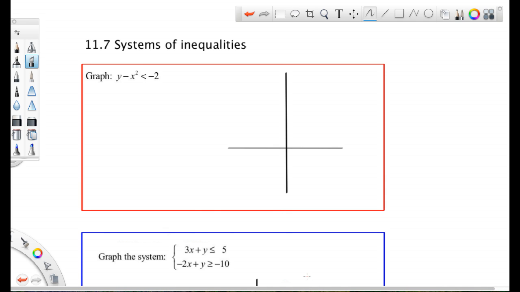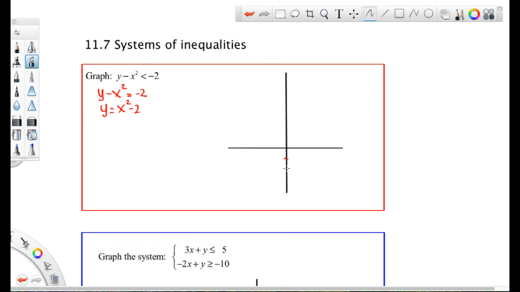11.7, systems of inequalities. I'll do most of the explaining here through examples, so let's graph this inequality. Well, the best way to do that really is to consider an equation, move this into a format that looks a little bit more like something you're familiar with.